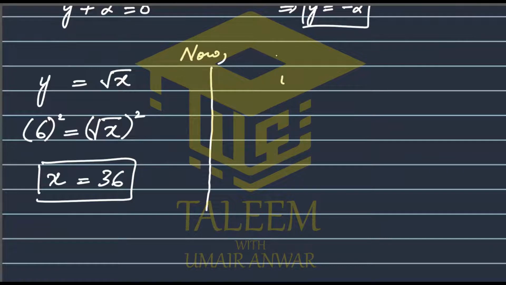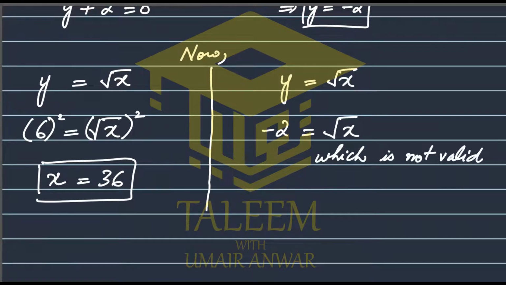And on the other side, y is equal to root x. So the value of y is replaced as minus 2. So this form tells us when we replace the value of y as minus 2 that square root of x is equal to a negative number. So we know that the square root of any quantity cannot result in a negative quantity. So this cannot be our answer, and we will be writing it as not valid.